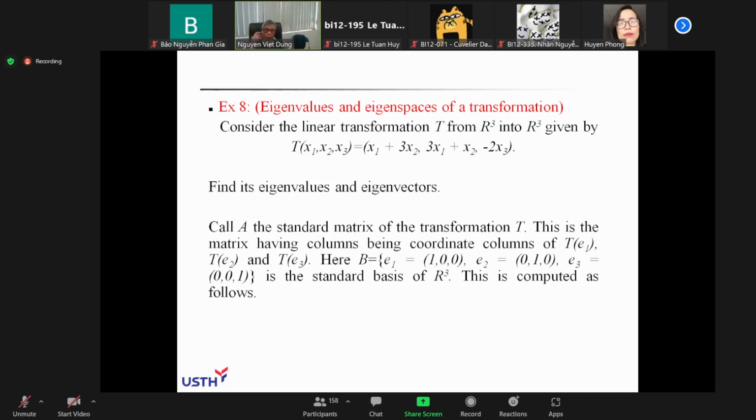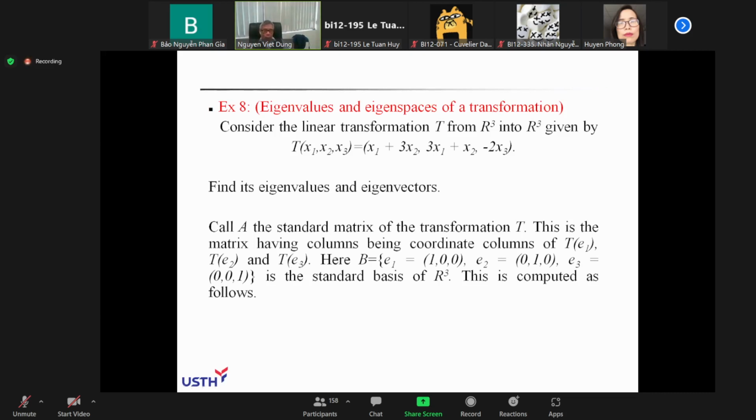Of course, we do as follows. We find its standard matrix, and in order to find its standard matrix, you can do as follows. You calculate T(e1), T(e2), T(e3), and then we write down the coordinate columns.